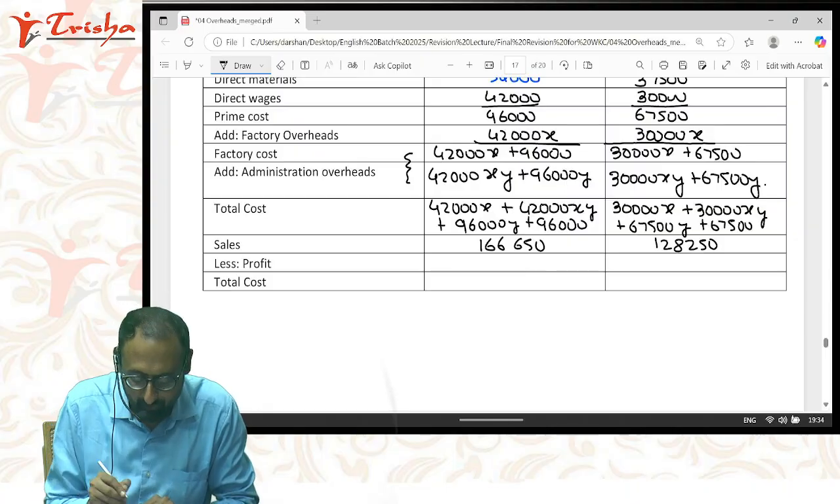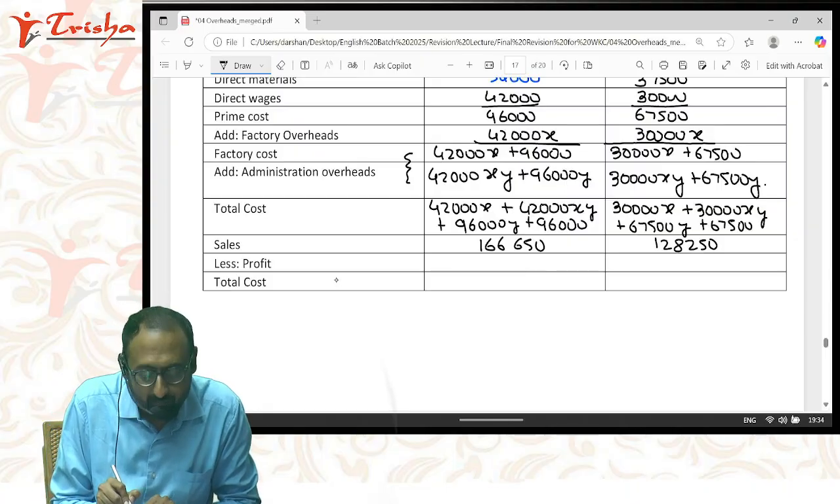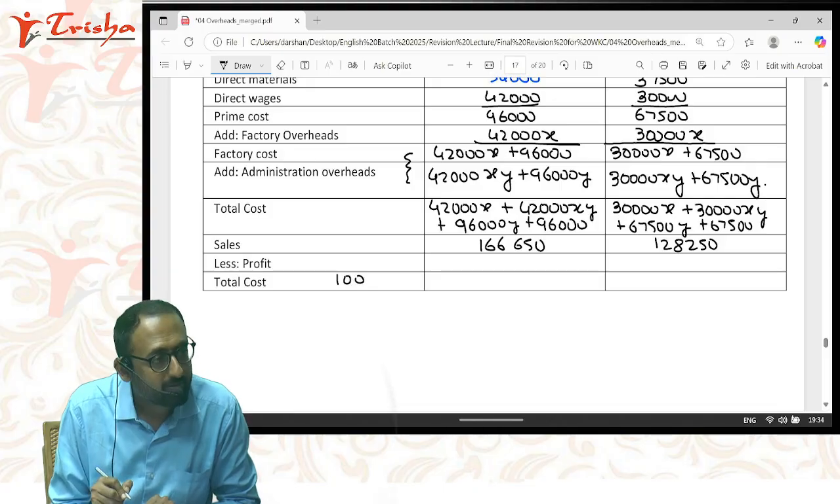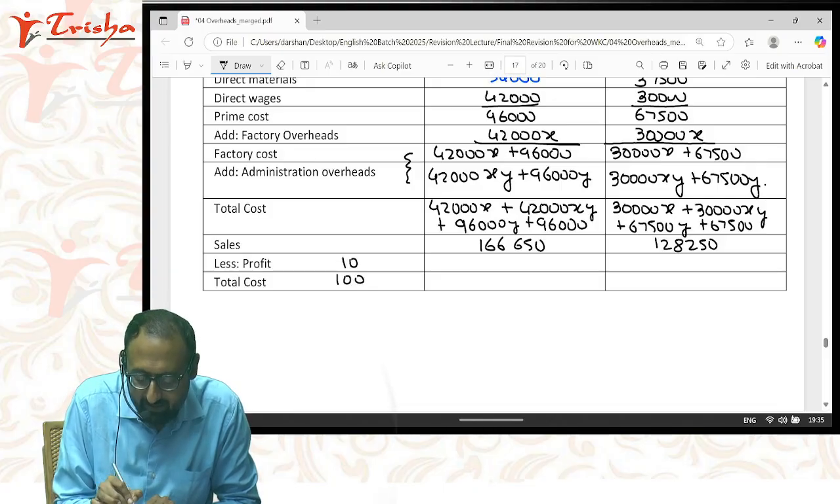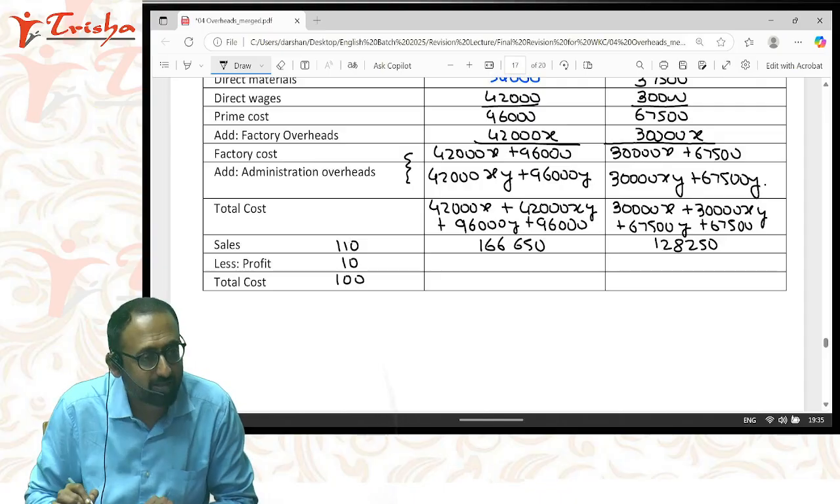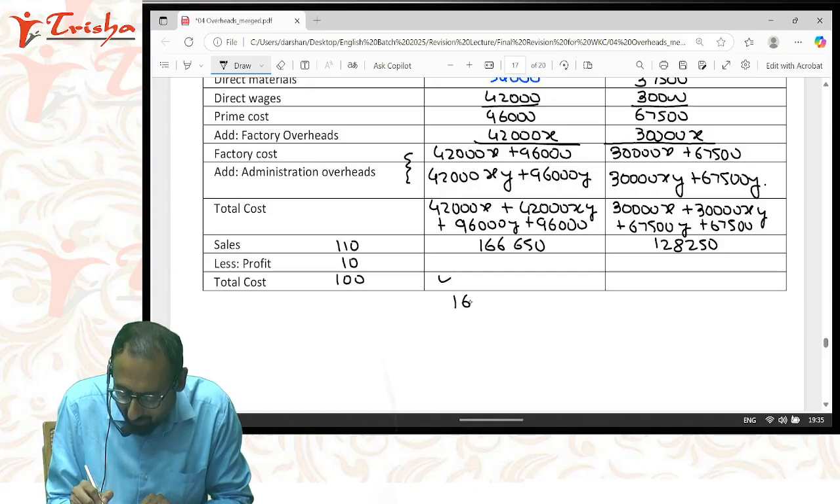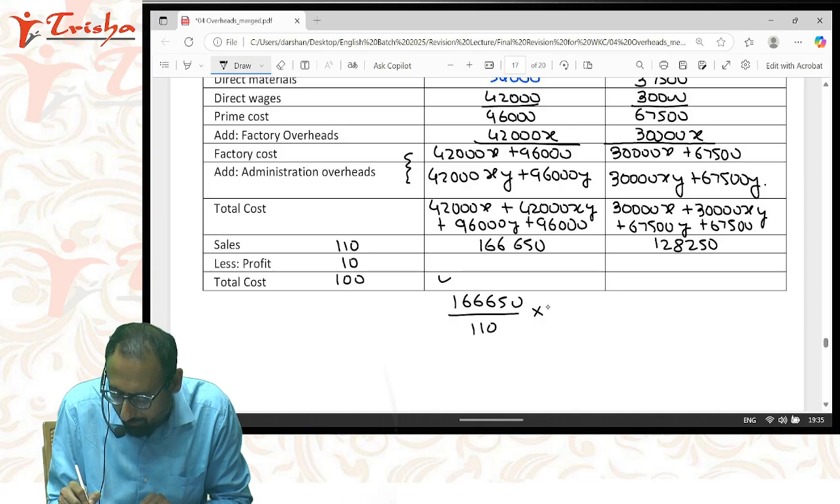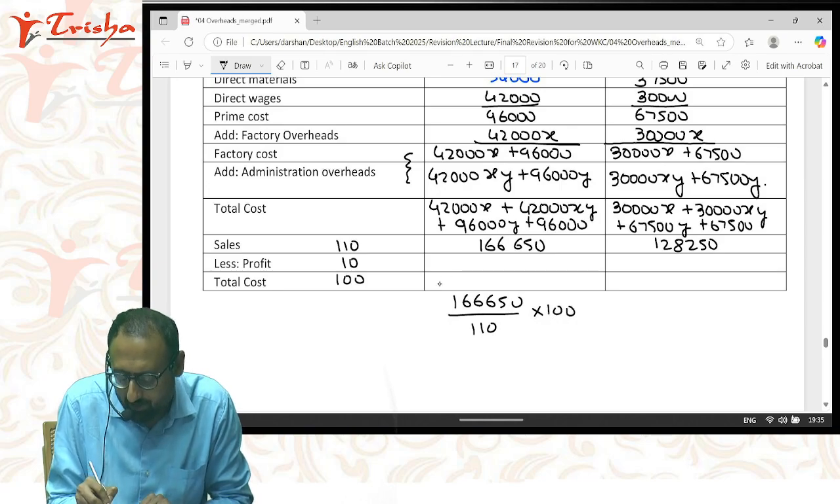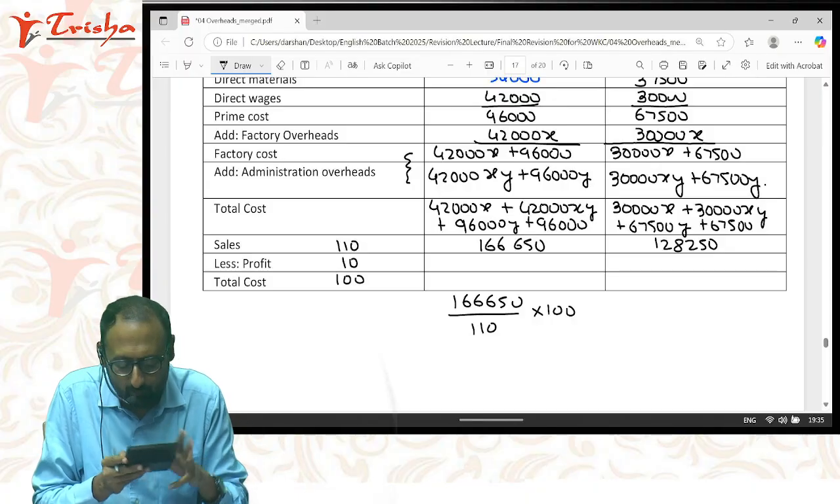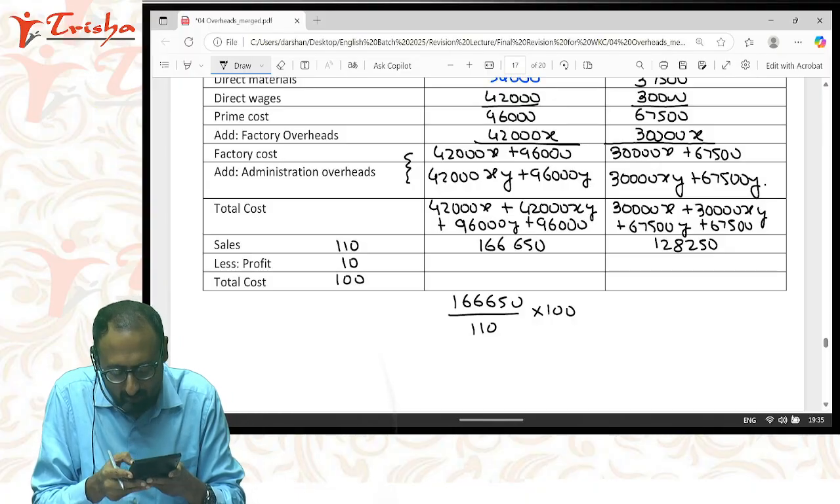Yes, sir. Suppose my total cost is 100, profit will be 10 rupees, sales will be 110. Correct, guys? Now, please tell me how much will be my total cost. 1,66,650 is my sales, which is 110 multiplied by 100. Kindly calculate 166,650 divided by 110 multiplied by 100.